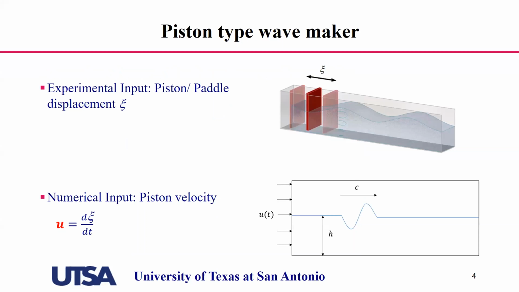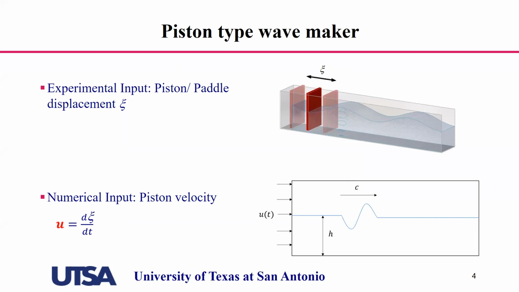So, for the introduction, first I'll talk about the piston type wave maker. In experiments, people use this type of wave maker, which is very useful for shallow water waves. And you can see the piston paddle movement is a displacement zeta. Experimentally, they move the paddle to create the wave. Numerically, we don't use the paddle. Instead, we use the paddle velocity as an input, like an inlet boundary condition. We use a velocity, which is the time derivative of this displacement, to replicate the same wave.